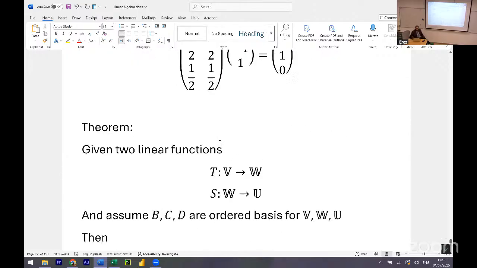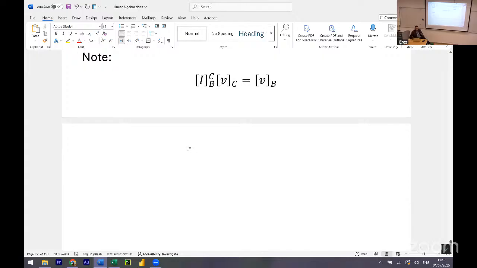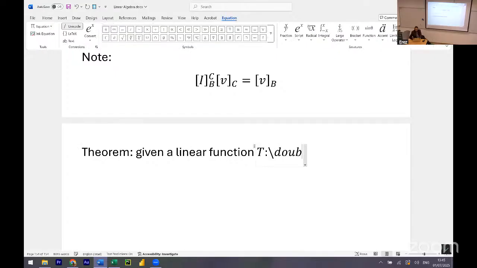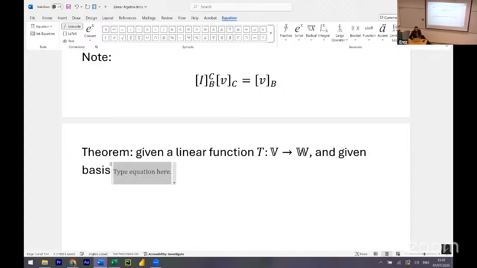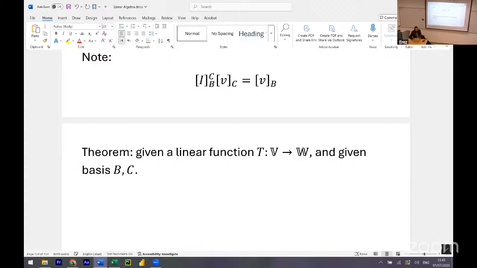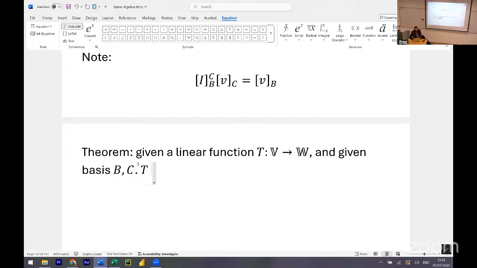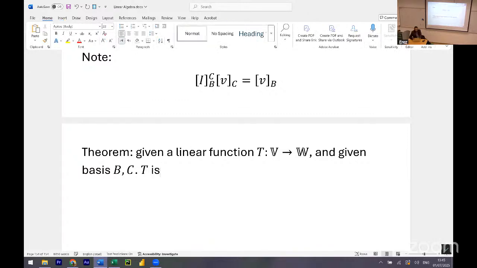Another theorem, I think the last that we'll have in representing matrices, and then we'll learn about kernel and image. So another theorem: given a linear function T from V to W, and given bases B and C, T is invertible.